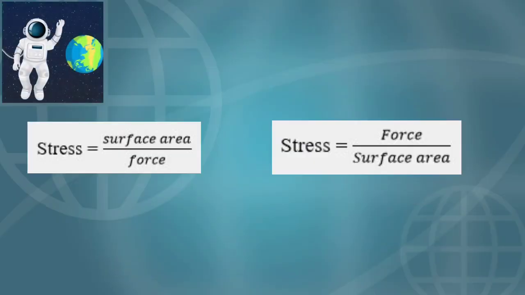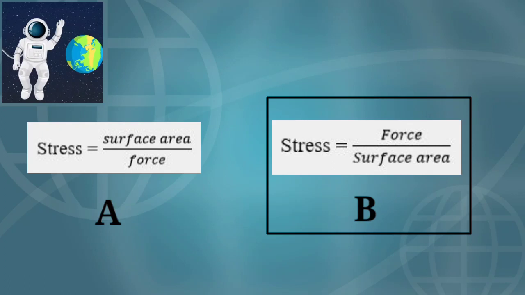Stress is defined as the quotient between the tensile force experienced by the spring and the cross-sectional area of the spring. So, mathematically it is written stress is equal to A or B. B. Yes, it's true.